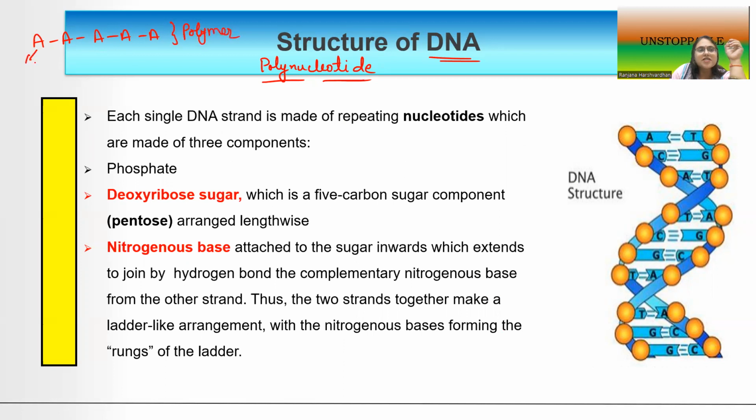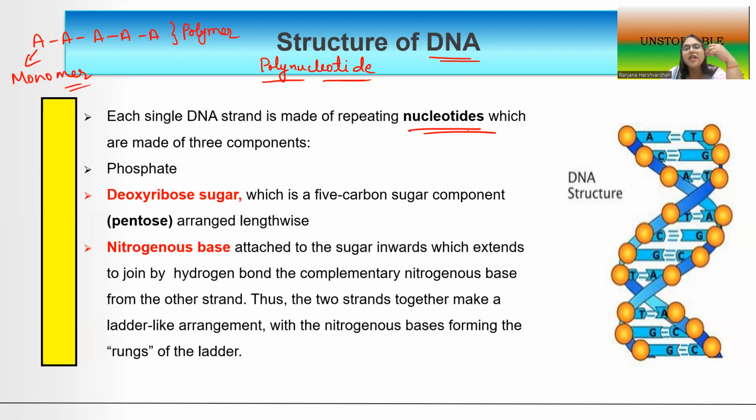Wherein, what does A represent? A represents a monomer here. So similarly, DNA is a polynucleotide. So it must be made up of monomers. What is the monomer here? The monomer is the nucleotide.